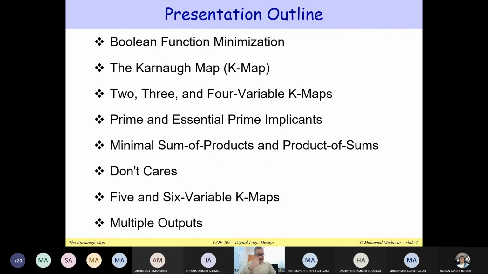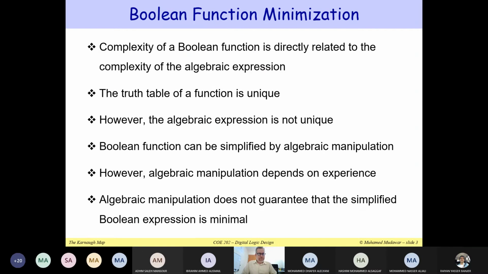There are more topics in this presentation about 5 and 6 variable Karnaugh maps. However, I'm going to skip the 5 and 6 variable Karnaugh maps. They are not really included. And finally, there is the multiple outputs. So I'm going to cover all of these topics. So this might require 2 or probably 3 lectures. So I'm going to start today talking about the Karnaugh map, introducing the Karnaugh map.